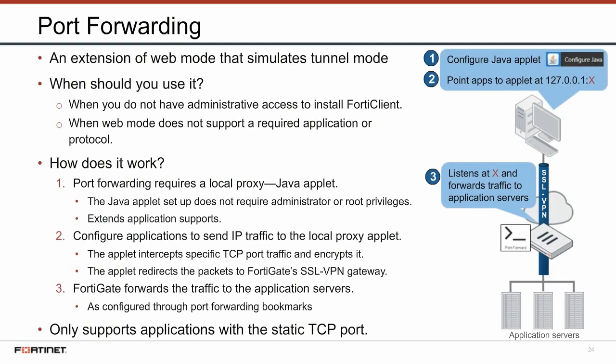So on the user's side, rather than create a tunnel with an IP that is separate from the local IP, as in tunnel mode, port forwarding requires the installation of a port forward module, which is a Java applet that listens on local ports on the user's computer. As soon as the user's applications point to the Java applet by connecting to the loopback address 127.0.0.1, the applet proxy receives the application data on the user's computer, encrypts it, and sends it to FortiGate. FortiGate then forwards the traffic to the application servers within the private network.